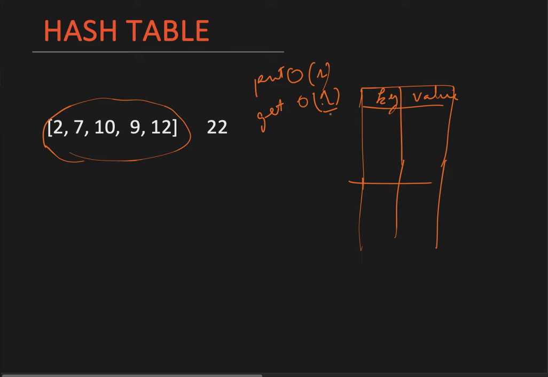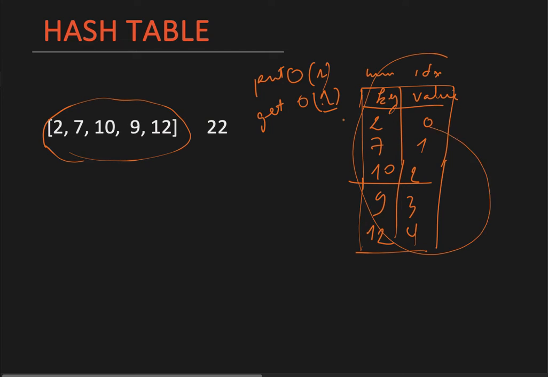So our first loop, we're going to put our elements in our hash table. So here 2 and the value is 0. So here we have the index and here our number. So 2, 7, 10, 9, 12. So 7 is 1, 10 is 2, 9 is 3, and 12 is 4. Great. Now we have all our elements in our hash table.